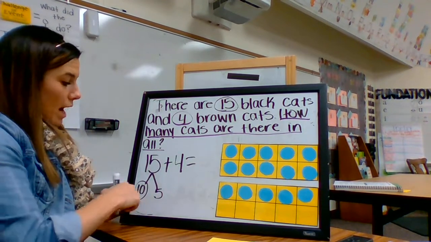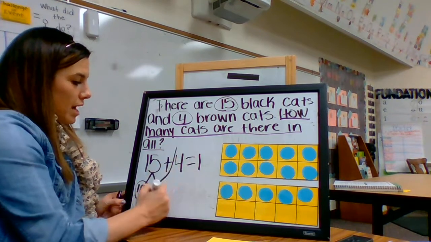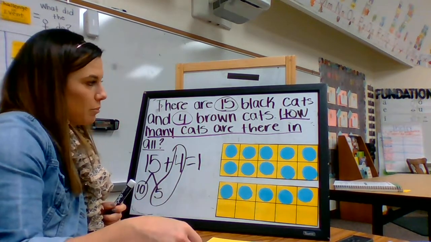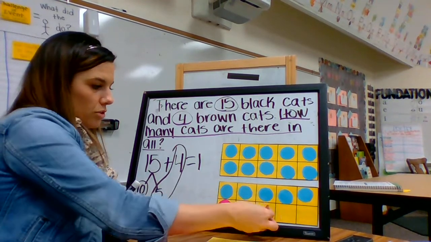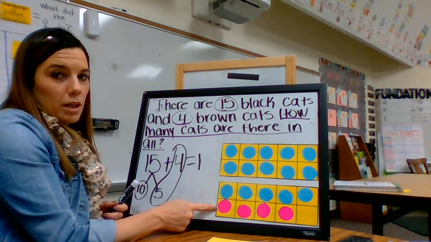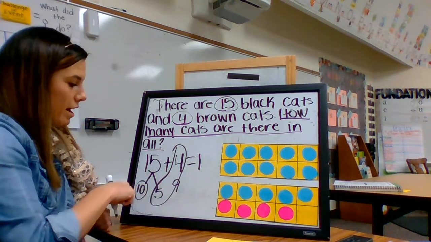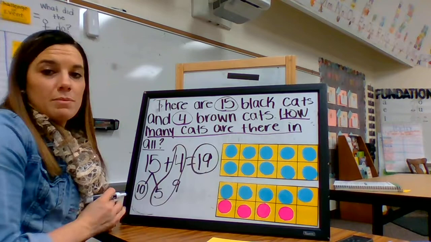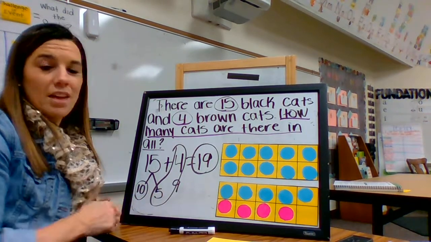So now I know that I have one group of 10. All I need to do now is add my ones together. So I have 5. I'm going to put my 4 brown cats up here. 1, 2, 3, 4. So what is 5 plus 4? It's 9. Okay, so I have my group of 10, and I have 9 extra ones, and that gives me the number 19. So the answer is 19 cats all together.